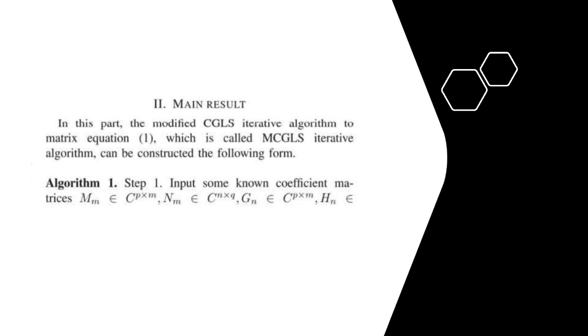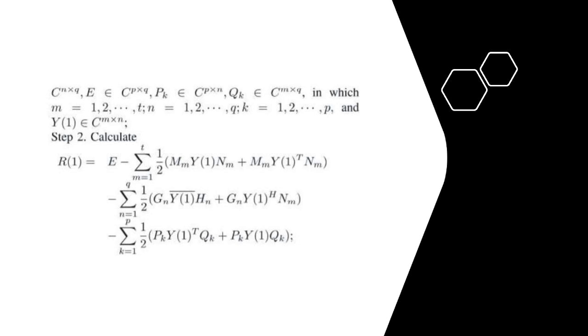Main result. In this part, the modified CGLS iterative algorithm for matrix equation 1, which is called the MCGLS iterative algorithm, can be constructed in the following form. Algorithm 1. Step 1. Input some known coefficient matrices as seen in the text. So it forms like this.